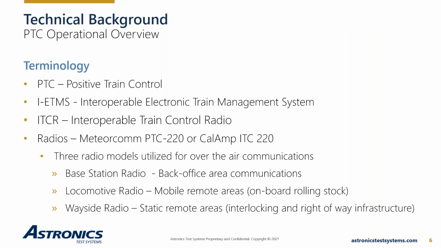There are 3 basic radio models that we can test, and we'll be discussing. So you have the base station, which is basically a rack-mounted piece of equipment. It sits in the back office area, and it has communications to the locomotive and the wayside. The locomotive radio, of course, is on board the rolling stock, and is considered a mobile remote area. And then the wayside radio is considered a static remote area, where those are the smaller radios that are mounted in boxes on the sides of the tracks to provide communications to the moving trains.